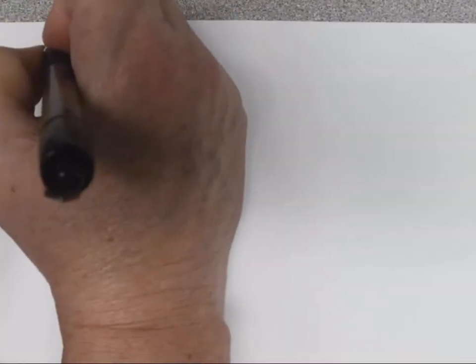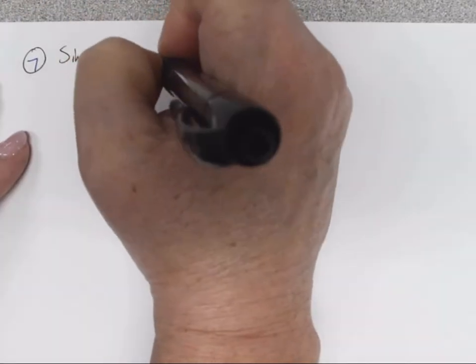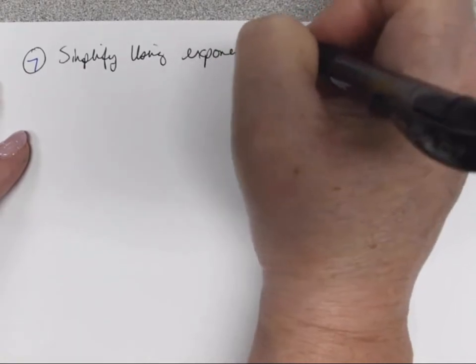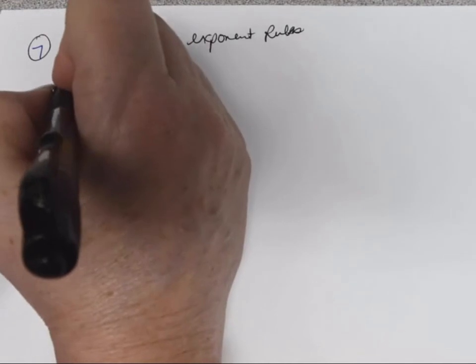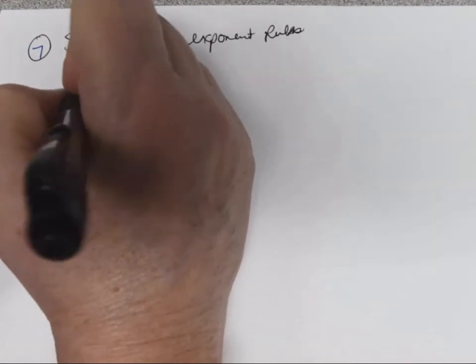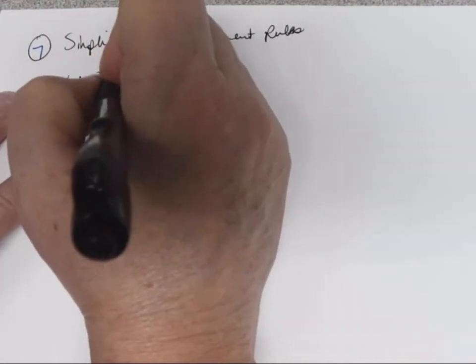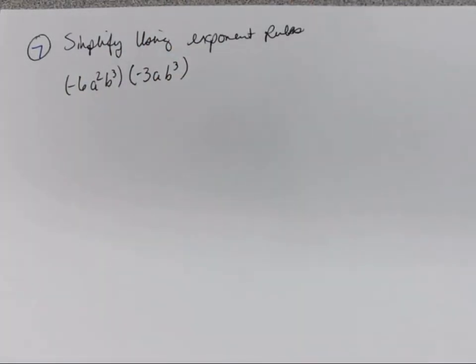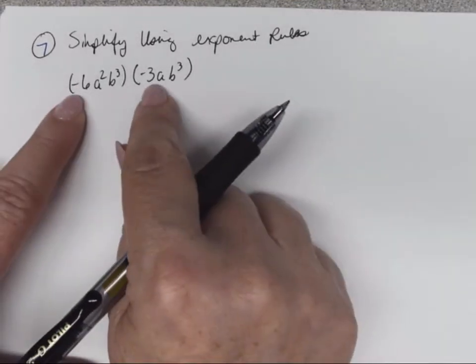So we're going to look at number 7, and we're going to simplify using exponent rules. So we're going to use those rules I was just mentioning. If we have negative 6a squared b cubed times negative 3ab cubed, we are looking to go ahead and combine these together by multiplication.